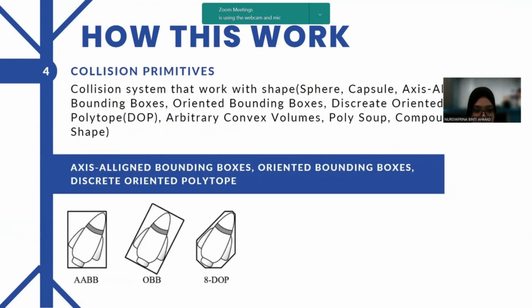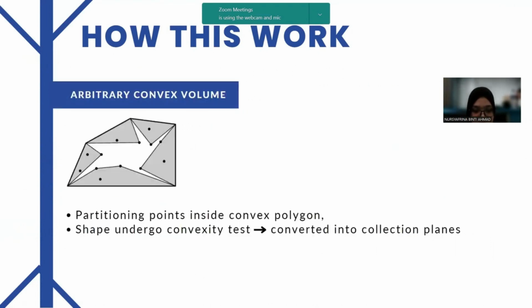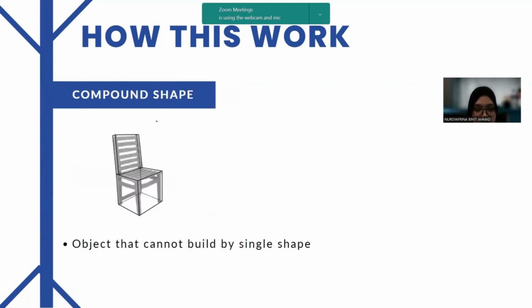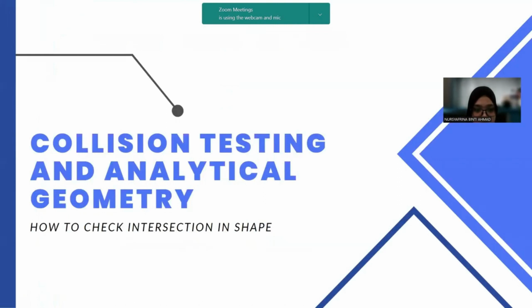Next is collision primitive. So this works with a limited set of shapes. First is AABB and then OBB and then DOP. The next shape is arbitrary convex volume, where all the diagonals lie inside the shape. And then polyset, which is used to construct complex static geometry by using triangles and polygons. Next is compound shape, which is when the object cannot be built by a single shape. In the image, there are two shapes to build the chair, which are the first shape and also the second shape.